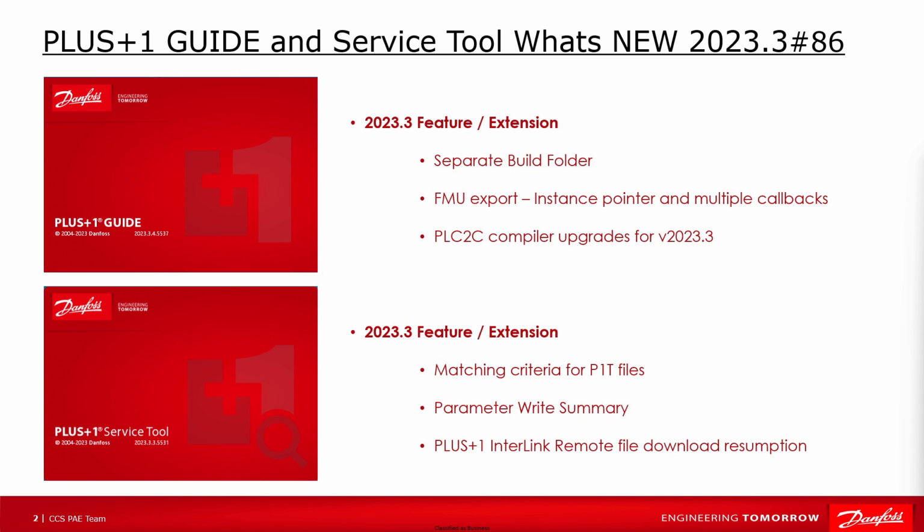Inside Service Tool it is now possible to add matching criteria when creating parameter transfer files, so-called P1T. A new page property called Show Parameter Write Summary, and an update inside the PLUS+1 InterLink Remote when downloading applications to ECUs. The transfer data step will now be resumed on connection interruptions. I will show all these feature extensions a little bit more in detail in the following.